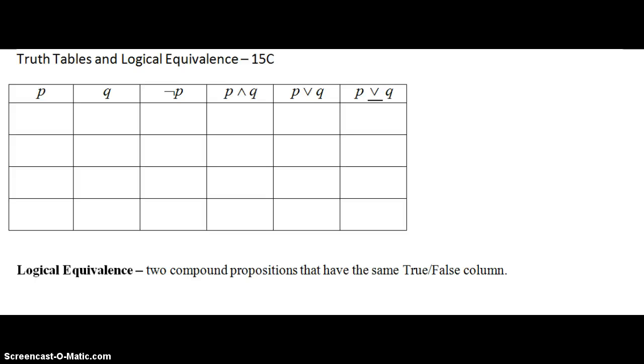Alrighty, so welcome to the third lesson from the logic unit, 15C in the book. We have truth tables and logical equivalence. As you can see here, logical equivalence is when two compound propositions have the same true-false column. So if we're going to work through this, we're going to see what is logically equivalent here.